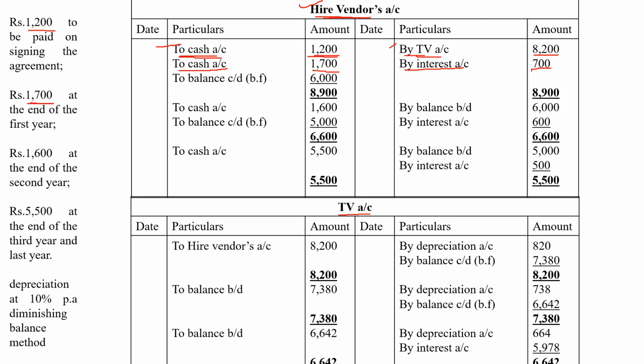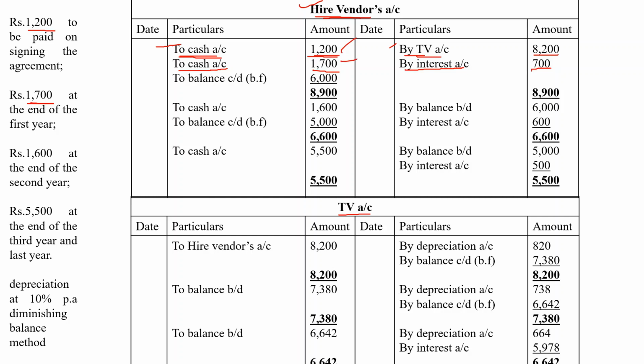These are the transactions. Apart from this, we will have the depreciation charging entry, and transferring interest and depreciation to the P&L account. That will not affect the hire vendor account, so we are not going to record it. So in the first year, when you are doing ledger accounts in the books of the hire purchaser, and you are doing the hire vendor account, you have only 4 entries. 2 in the debit side, 2 in the credit side. In the debit side, one is for down payment, the other is for installment. 2 cash: one is down payment, the other is the first installment amount.